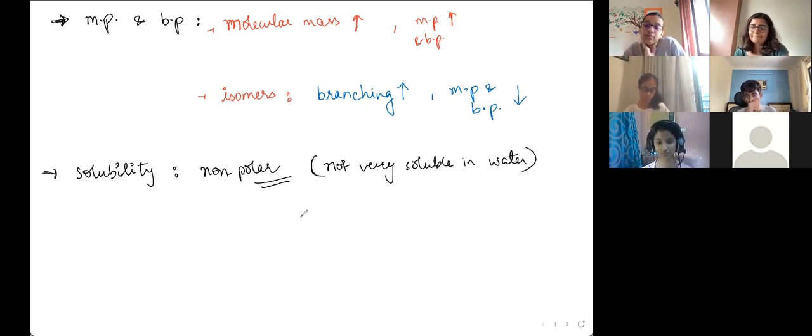What are some examples of non-polar solutes? Sugar. Sugar is the best example. When we talk about acetic acid, again, it's acidic by nature, so that brings in polarity there. It's not completely non-polar. Alcohols, yes, there is some amount of polarity. It's not 100% non-polar.